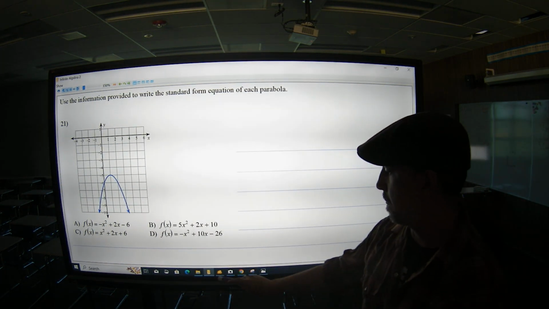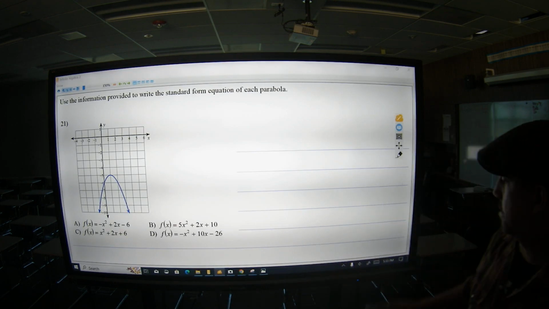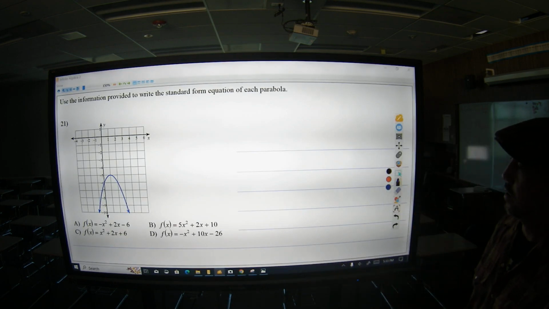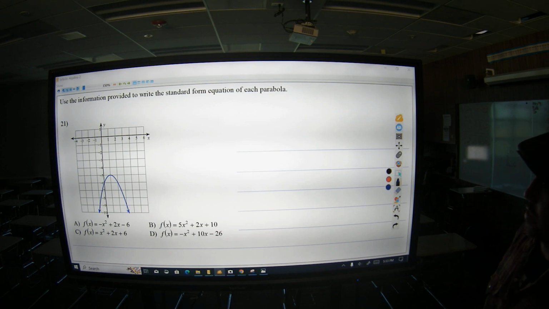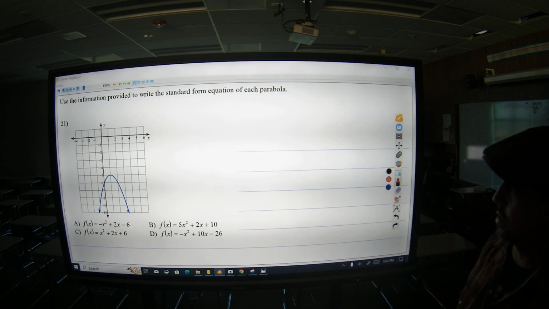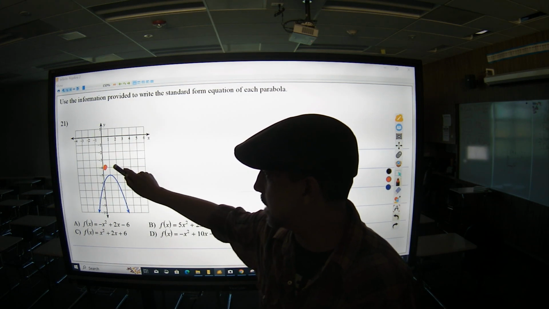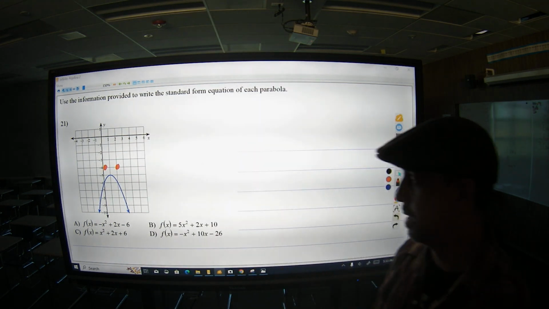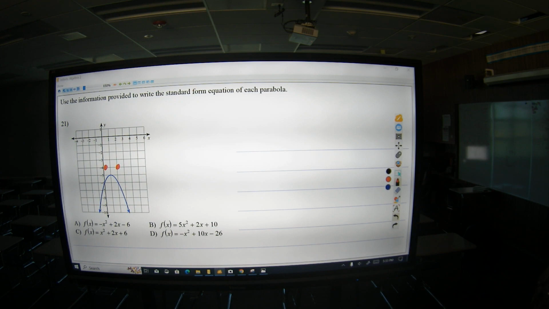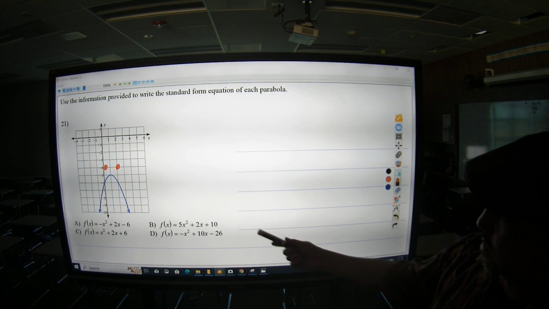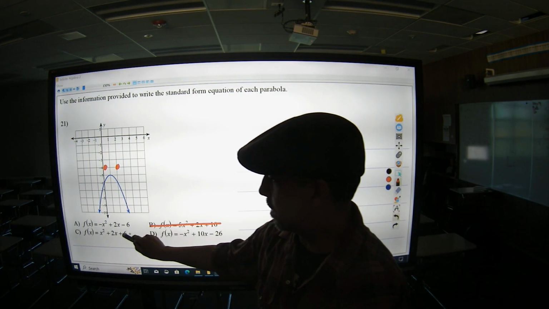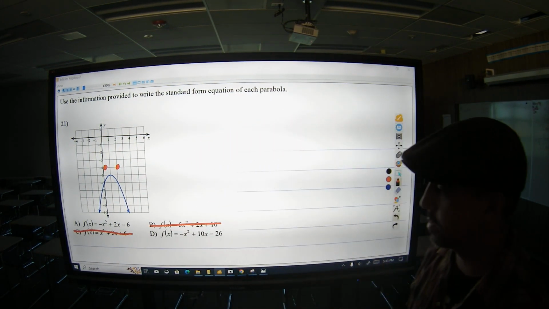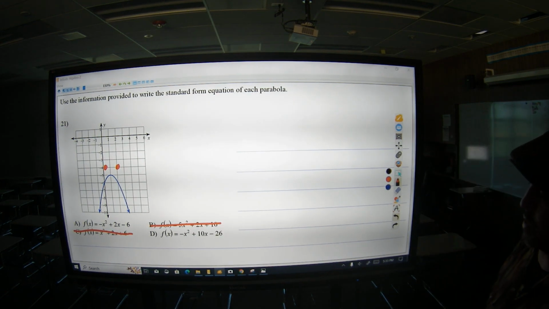So here we have a standard form equation that we have to find, and one idea that I've been talking about, to stick in your head, is the happy faces and the sad faces, and I see this guy is sad. So that means that we have to choose one that has a leading coefficient that's negative. So once again, I can cross out B and I can cross out C, because we know that that's definitely not the answer. So again, we have it narrowed down to two of them.